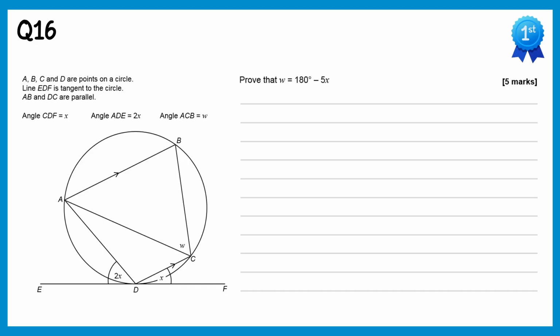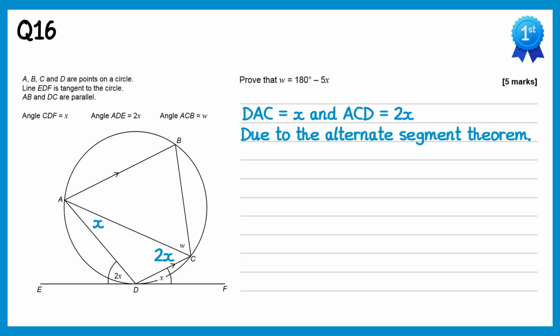There are a number of different ways of proving this. I'm just going to show you one of them. So I would label onto the diagram, this angle here is x, and this angle here is 2x. So I could state that DAC equals x and ACD equals 2x. But you should always explain each of your steps. So I would say that this is due to the alternate segment theorem.